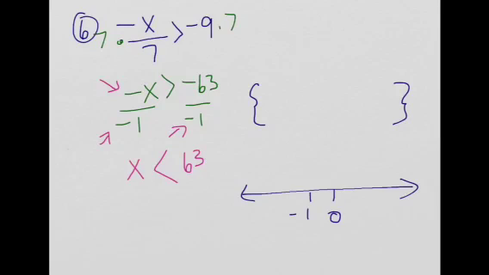So set builder notation is going to be brackets, all the values of x such that x is less than 63. We're going to go ahead and go to our graph, put our 63 on there. This should be an open circle, and we're going to draw the arrow over all the values that are less than 63.